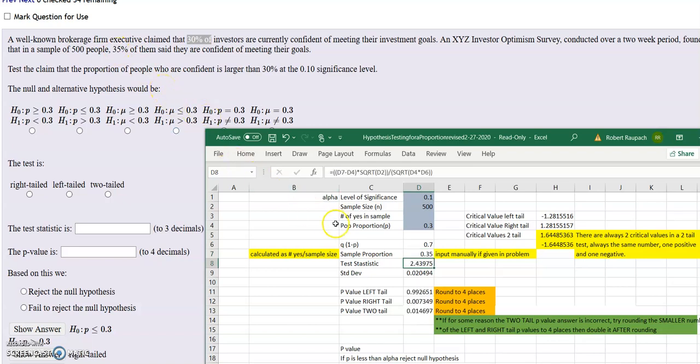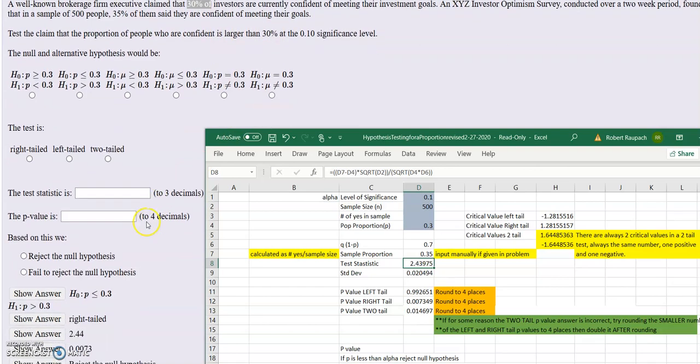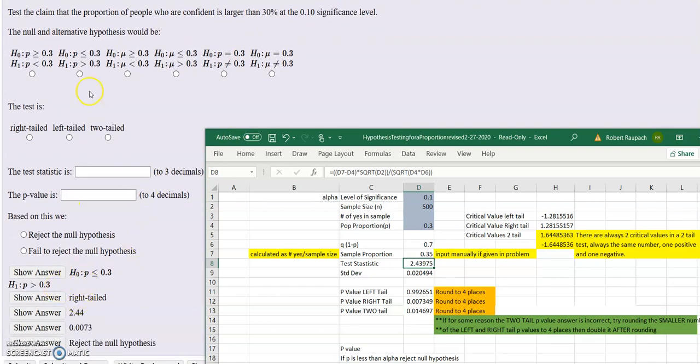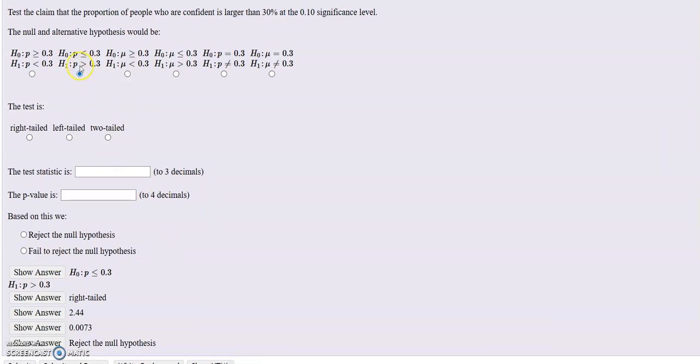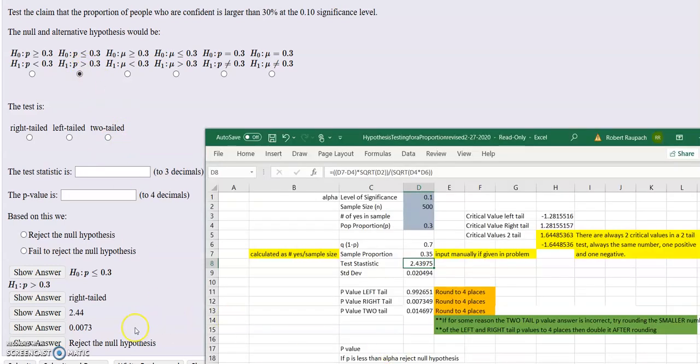Okay. So because they said test the claim that the proportion of people is larger than 30%. Okay, larger. So the alternative hypothesis is larger. So that would be this one right here, okay? That's the only one where the alternative hypothesis is greater than 30%, okay? So it's a right tail test, all right?